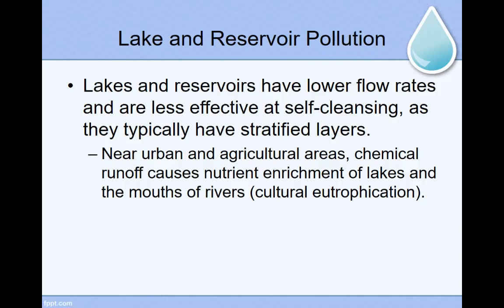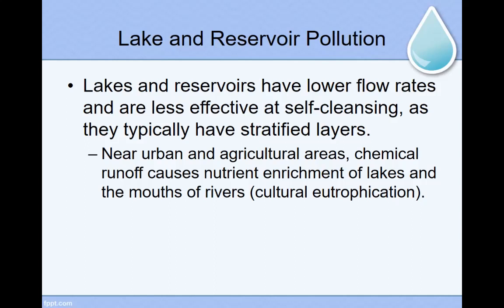Now, when we started looking at contamination and how rivers and streams can self clean by diluting the pollutant out and then having it worked out of the system, how does that work for lakes? Okay. Lakes and reservoirs, not rivers. Lakes and reservoirs have much lower flow rates. The water is not moving as fast, so it takes longer for it to dilute. And as such, they typically have stratified layers in them, making them less effective at self cleaning.